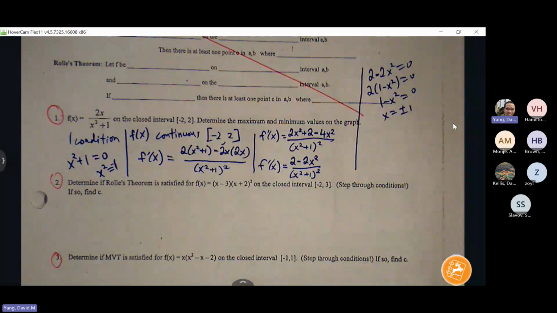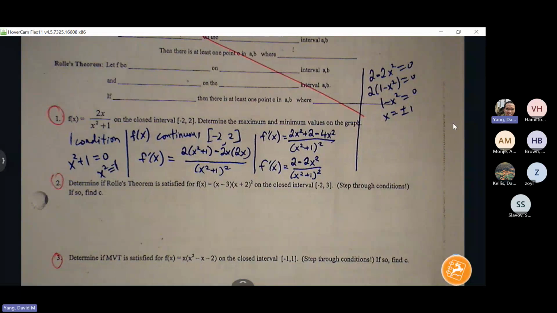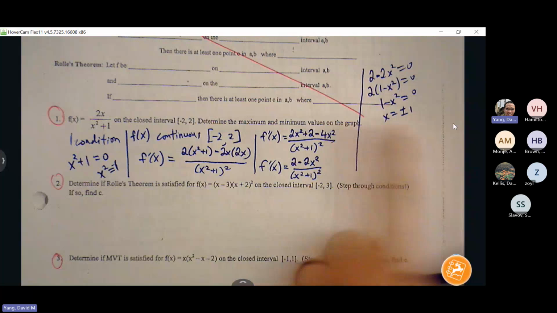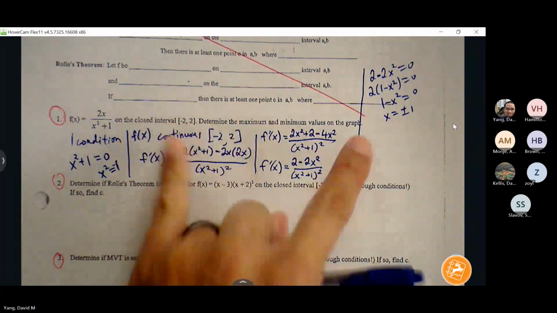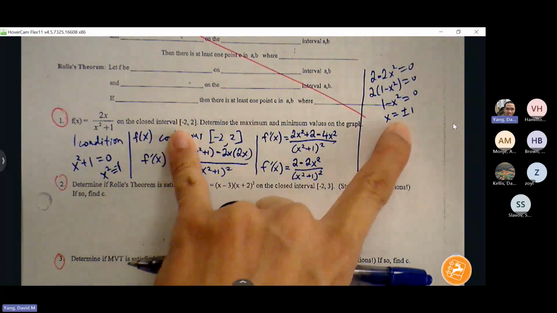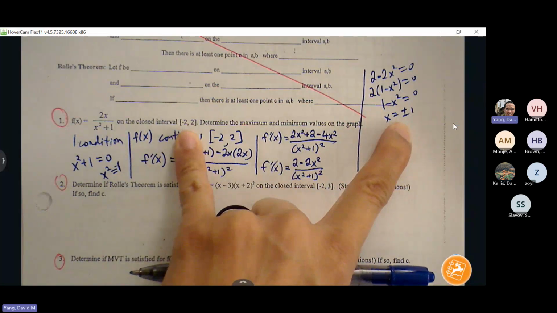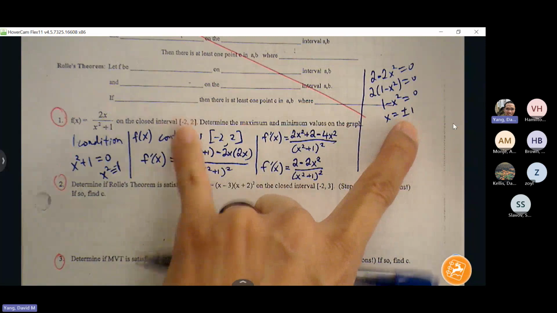So we get x squared equals 1. We take the square root. We get x equals plus or minus 1. Both of these critical numbers land inside the interval. So guess how many points we're going to be testing for max and mins? 4. Yep, 2 critical points and 2 endpoints.